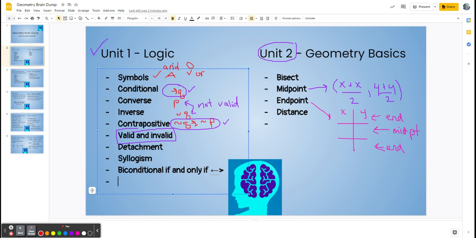So we've got 4 formulas with X's and Y's. The midpoint, the endpoint, then we've got distance. What's the distance formula? X minus X squared plus Y minus Y squared equals the distance. Okay.